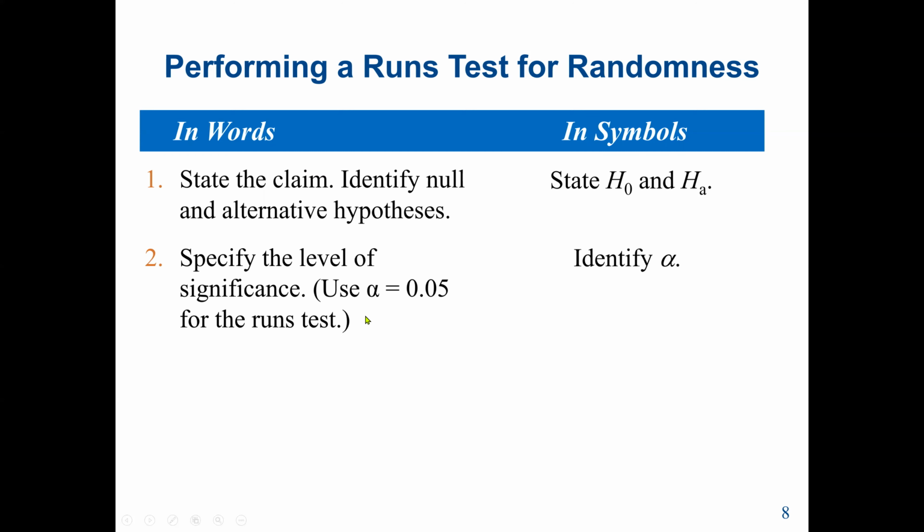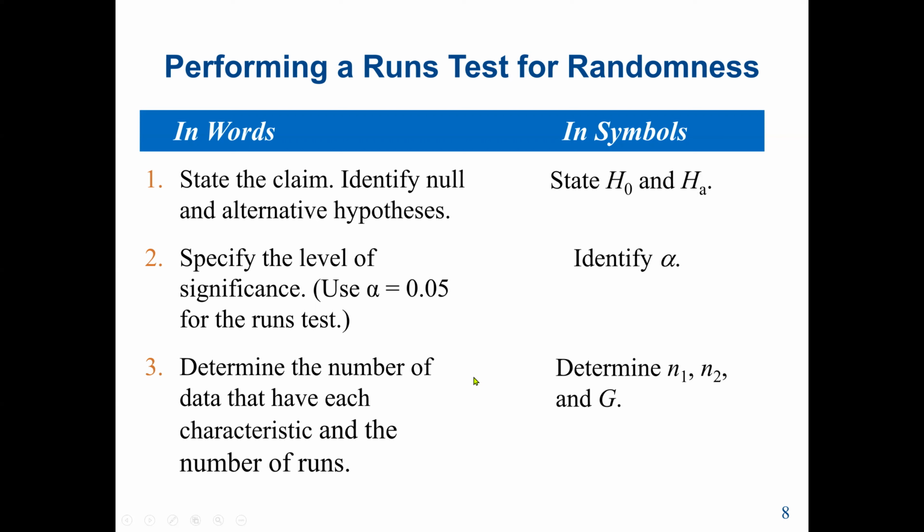The next step, we have to specify the level of significance. Most of the time, it's given to us. Based on the table that we are using, the alpha will always be 0.05. Here we are going to use the table for finding the critical value for the runs test. So we specify the level of significance, use alpha equal to 0.05 for the run test. After that, we determine the number of data that have each characteristic and the number of runs. So we need to determine N1, N2, then G.